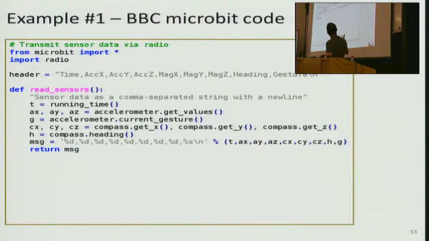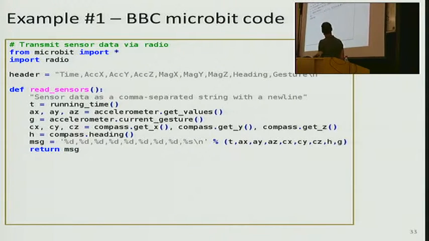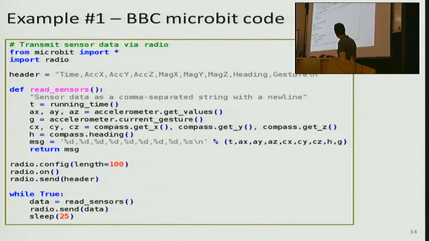So to read the accelerometer values, we just call accelerometer.values. There's a gesture that the chip will detect, whether it's up or down, etc. So we can get that. For the compass, we have to read the X, Y, and Z values separately. There's also a compass heading that corrects for all the hard iron and soft iron distortions. We put that together in one string, and then we send it back.